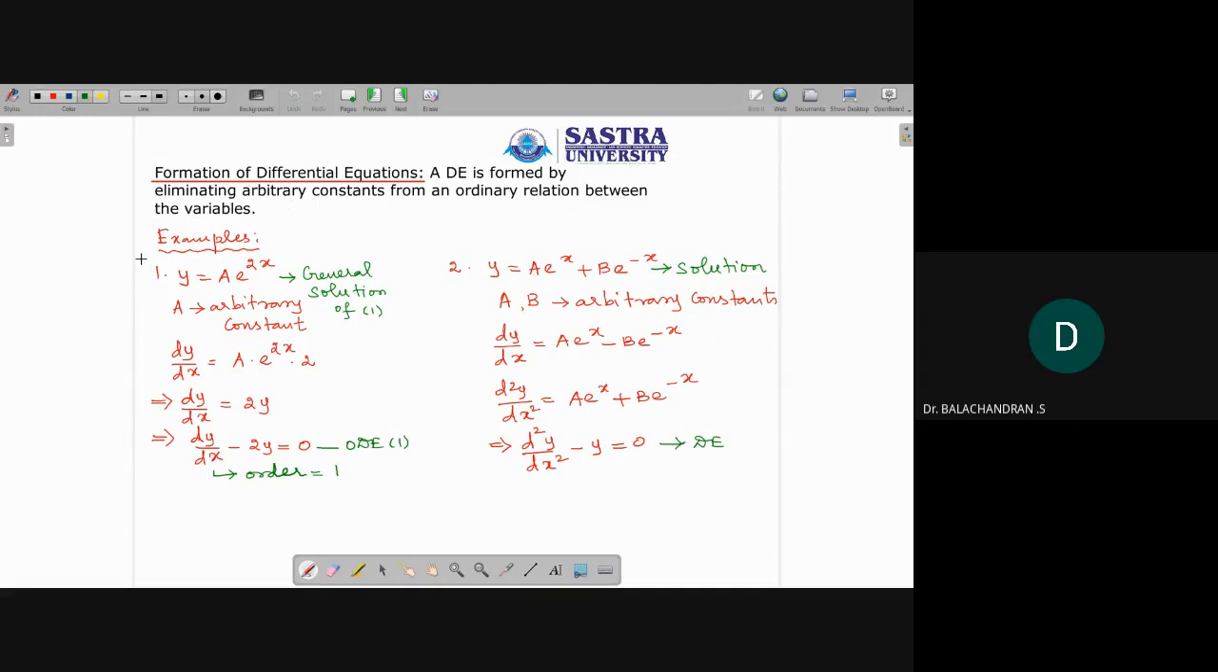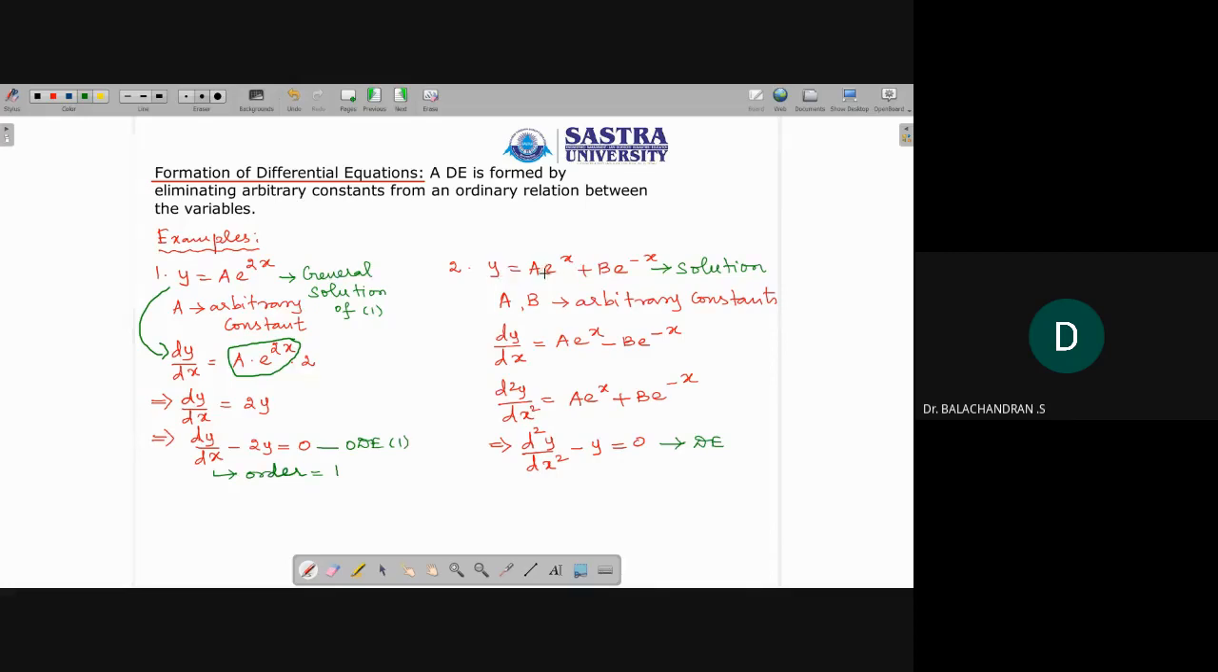So I think you also studied the formation of differential equations. Okay, suppose you have the equation y equal to a into e power 2x, where a is an arbitrary constant. If you differentiate with respect to x, dy by dx is equal to a into e power 2x into 2. So a into e power 2x is nothing but y. So dy by dx is equal to 2 into y. So dy by dx minus 2y equal to 0. So this is an ordinary differential equation of the first order. Okay, suppose you have an equation like this.